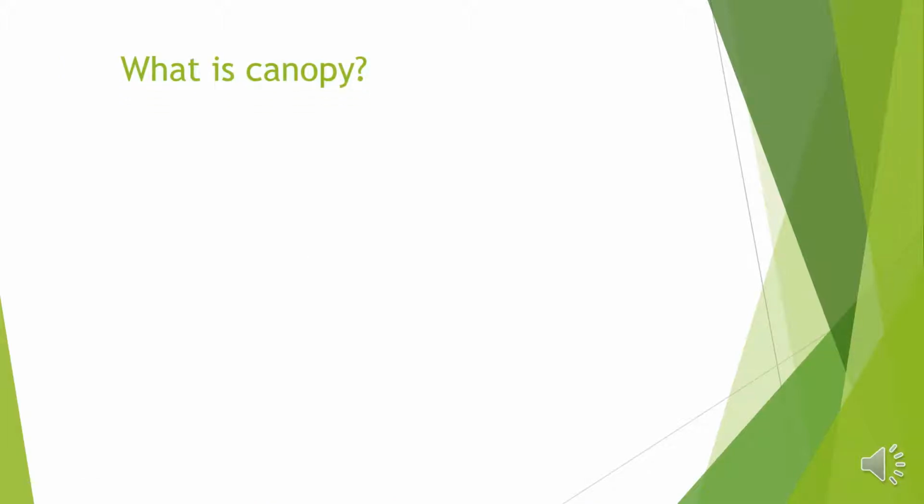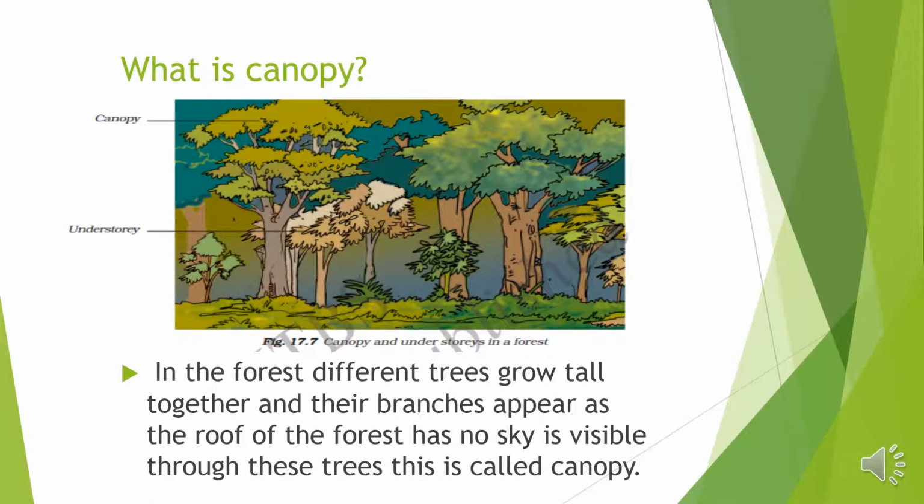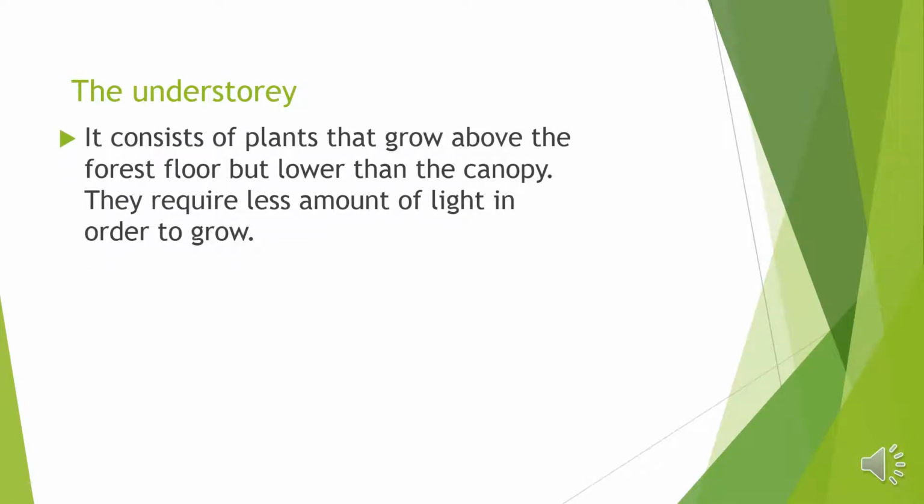What is canopy? In the forest, different trees grow tall together and their branches appear as the roof of the forest. As no sky is visible through these trees, this is called canopy. The understory. It consists of plants that grow above the forest floor but lower than the canopy. They require less amount of light in order to grow.